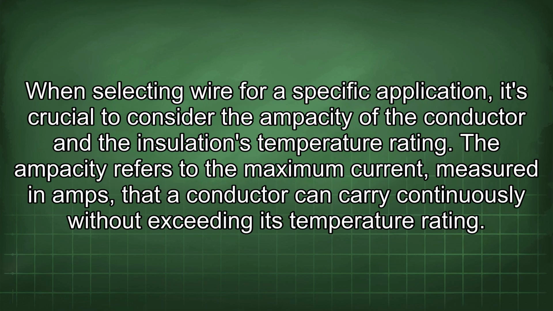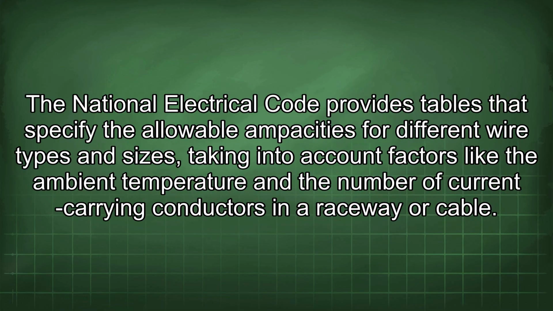When selecting wire for a specific application, it's crucial to consider the ampacity of the conductor and the insulation's temperature rating. The ampacity refers to the maximum current, measured in amps, that a conductor can carry continuously without exceeding its temperature rating. The National Electrical Code provides tables that specify the allowable ampacities for different wire types and sizes, taking into account factors like the ambient temperature and the number of current-carrying conductors in a raceway or cable.